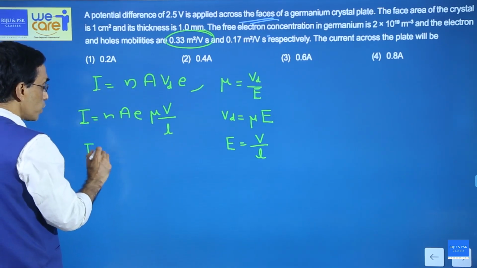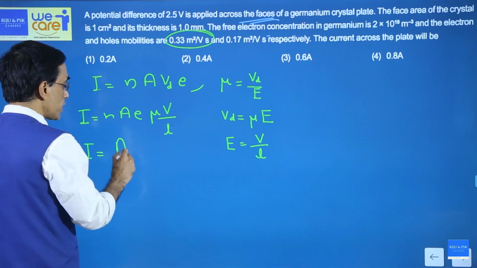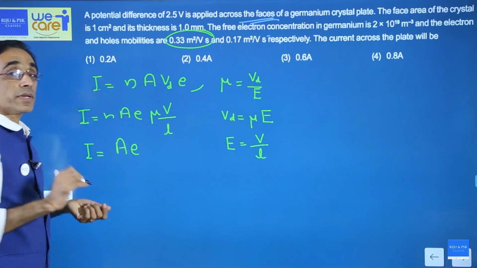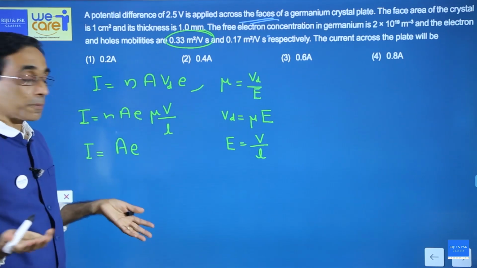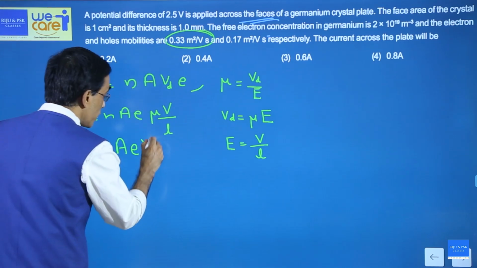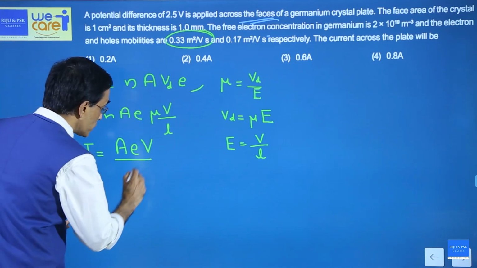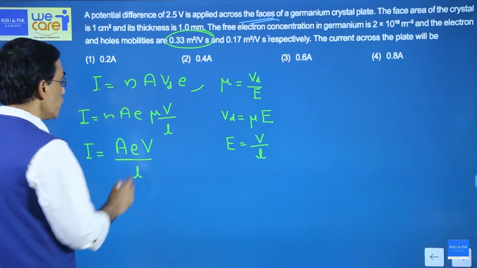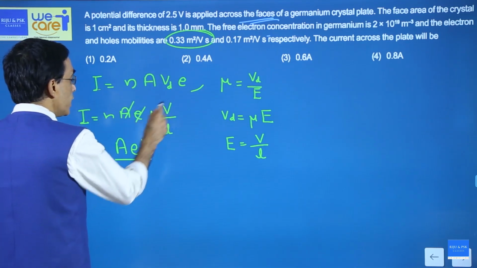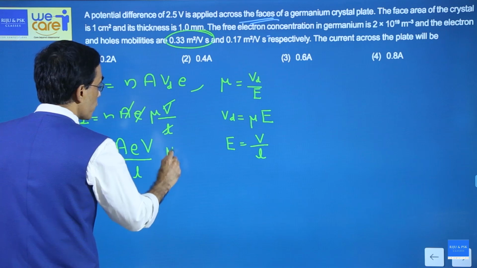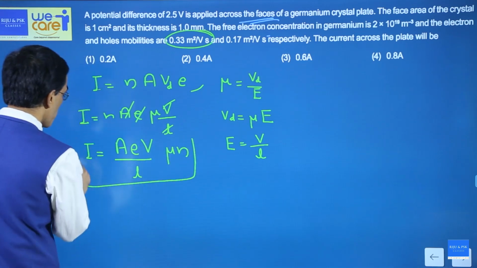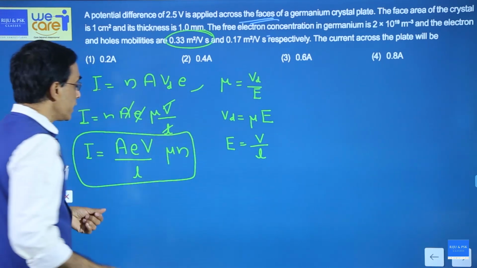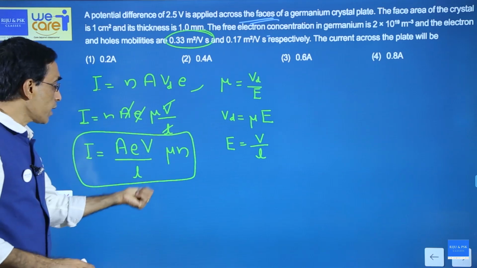For both electron and hole, the area will be the same, and the charge of the particle, whether it is hole or electron, is the same. The applied voltage is the same, and the length through which the current flows is the same. Clear? So I have taken A, E, V, L, then mu into N. This is the equation that I am going to use: I equals A, E, V by L, mu into N.